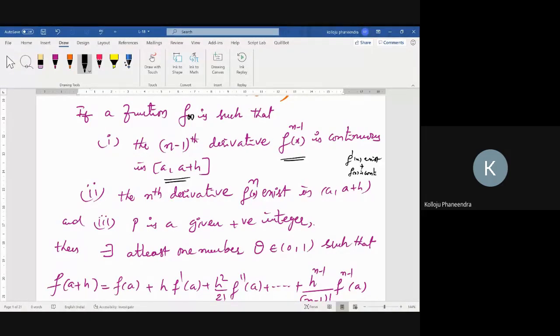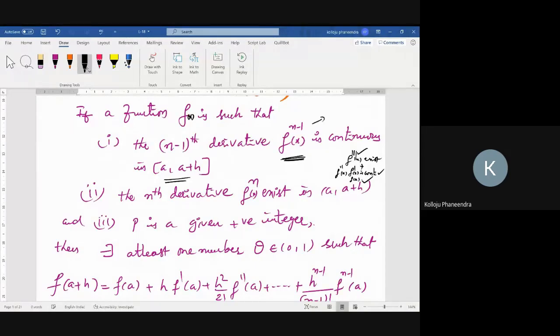There is a theorem: if f of x is derivable, then it is continuous. And another one: every differentiable function is continuous. So f dash x exists means f of x is continuous. f double dash x exists means f dash is continuous and f of x is also continuous. Similarly, f triple dash exists means the double derivative, first derivative and the function are continuous.